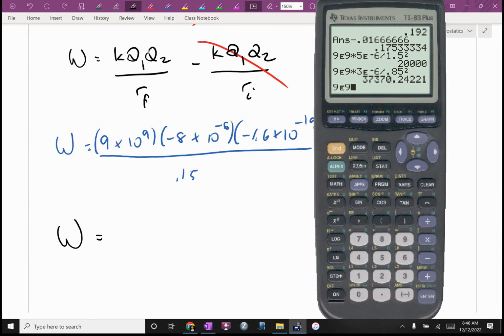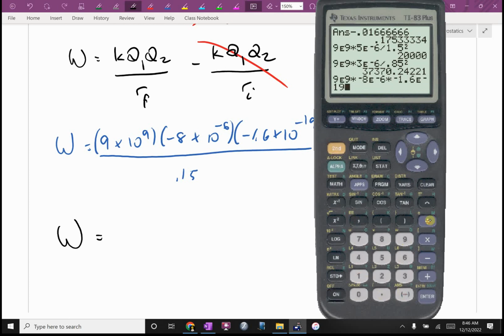Nine times 10 to the 9th times negative 8 times 10 to the negative 6 times 1.6. No, negative 1.6, Mr. Dewick. Divided by 0.15. Check for typos. I think I'm good. You get 7.68 times 10 to the negative 14. Doesn't take much work to move an electron.